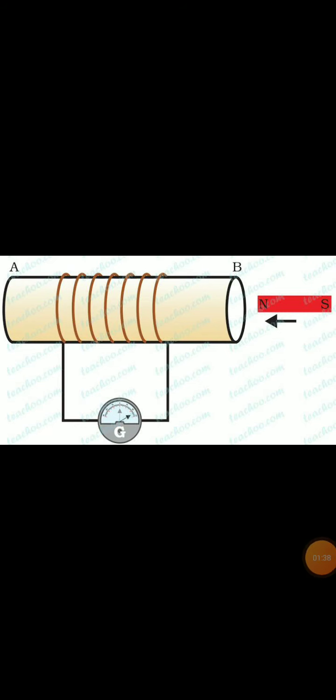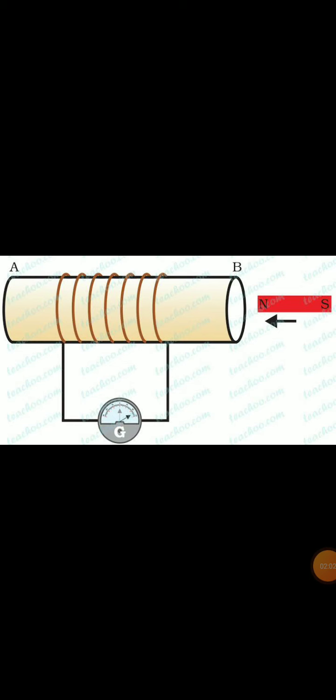To study this in detail, let us think of a situation in which a conductor is moving inside a magnetic field, or a magnetic field is changing around a fixed conductor. For this, we will see what happens.